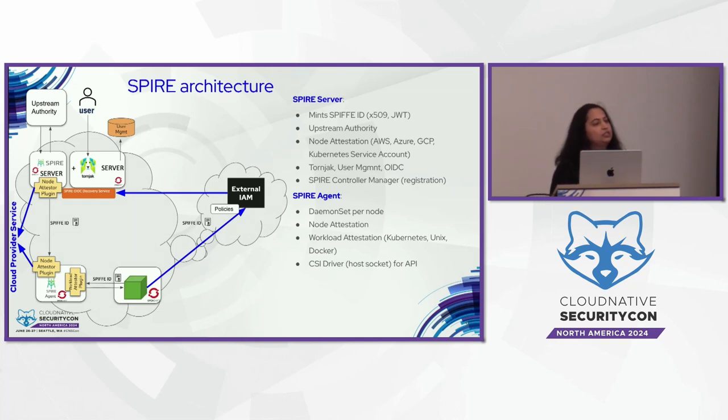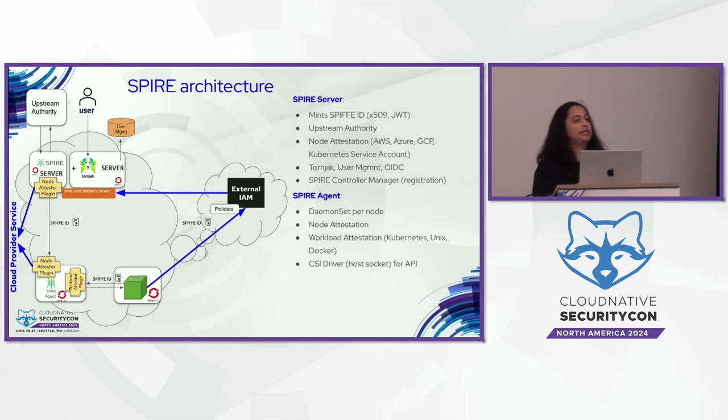Node level attestation is when the SPIRE agent is deployed on the node for the first time. The SPIRE agent will first authenticate to the SPIRE server. And the way it authenticates is it queries the infrastructure on which it is deployed, sends that information out to the SPIRE server. And the SPIRE server will itself validate that information using external APIs. So that's how node attestation works. It's available for AWS, GCP, Azure.